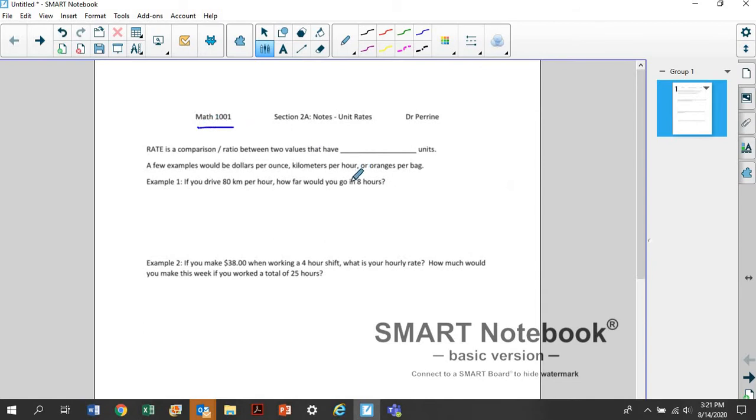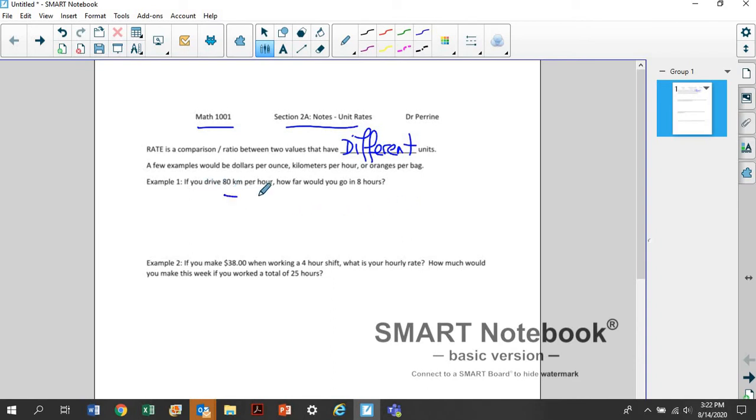Okay, so this is your introductory worksheet for unit rates. Remember that a rate is a comparison, a ratio between two values that have different units, right? It's dollars per roll or miles per gallon. You don't want to be comparing dollars to dollars or length to length or something like that. Then it's not a unit rate, okay?